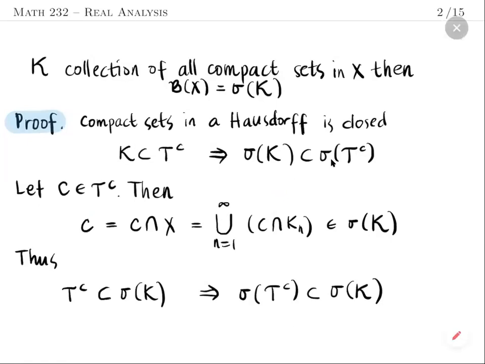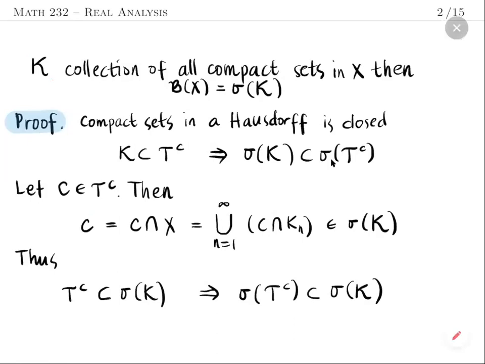Okay, denoting by K the collection of all compact sets in X, then with the above assumptions, the Borel sigma algebra on X can also be generated by the compact sets. Okay, so the proof is as follows.